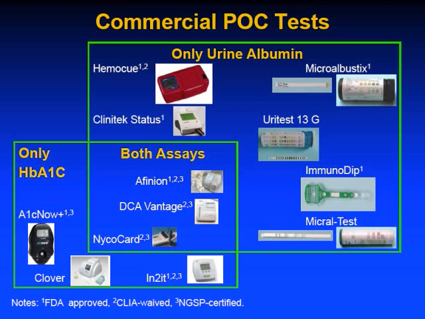The A1c Now, DC Advantage, HemoQ, ImmunoDip, and MicroTest all use immunological methodology. The Affinion, the NicoCard, the Intuit uses a boronate affinity methodology, and the Clinitek Status, MicroAlbustix, and UriTest 13G all use the colorimetric method. Also note that the A1c devices, including the devices that measure both assays, have been NGSP certified in 2009.